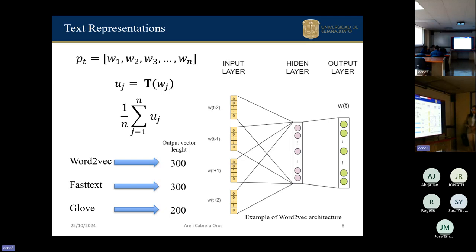To obtain our text representations, we use three different word embeddings models. These models were pretrained on different data. Word2Vec was trained with Google News, FastText with Wikipedia, and GloVe with Twitter. We first divide our textual description into tokens, and for these tokens, the model searches the feature representation in these pretrained models. Then we make an average of all the descriptions to obtain an output vector of 300 length in the case of Word2Vec and FastText, and 200 in the case of GloVe. In the image, we can see an example of the Word2Vec architecture, where a word is predicted from its context.